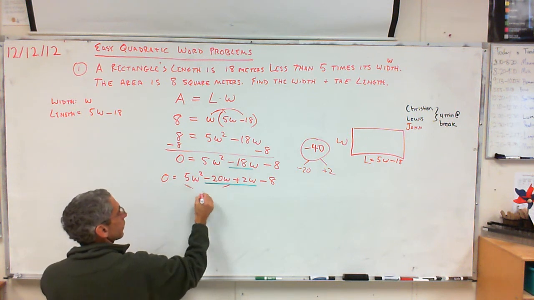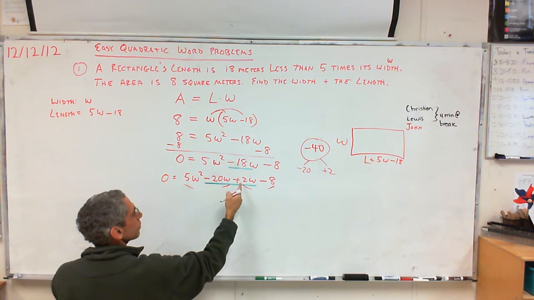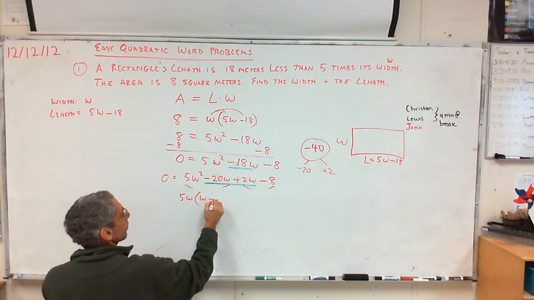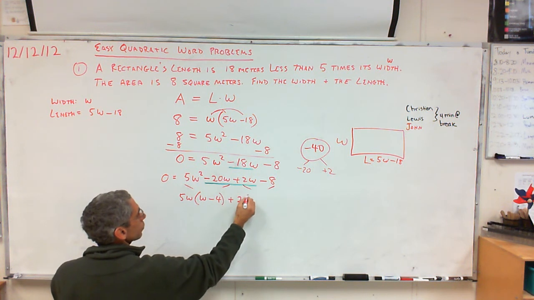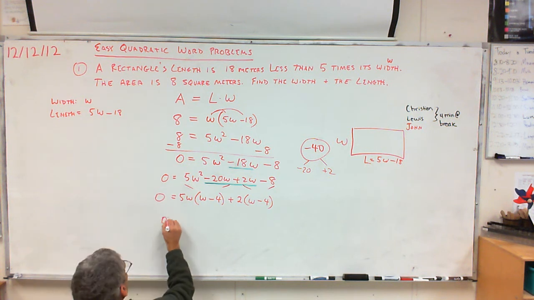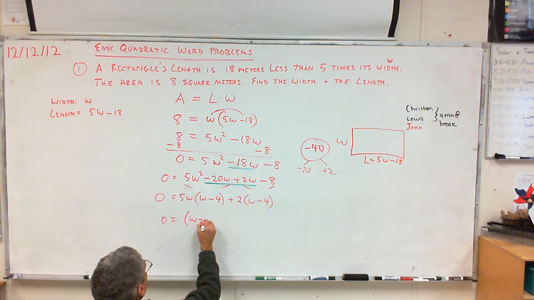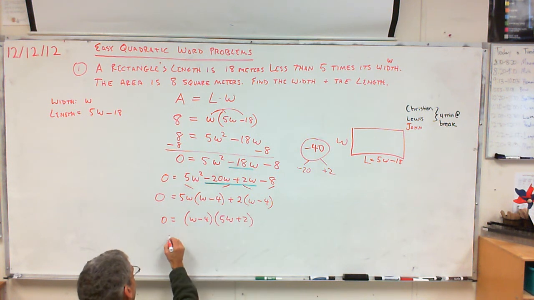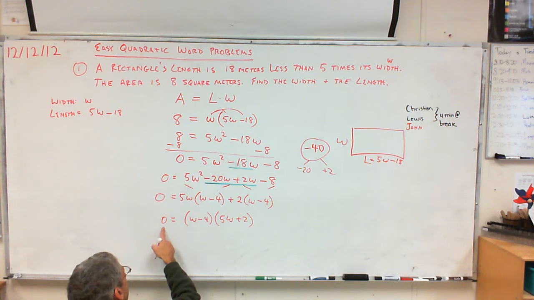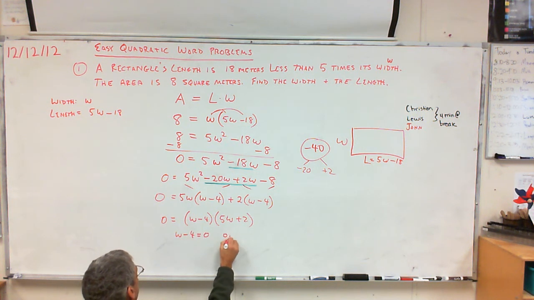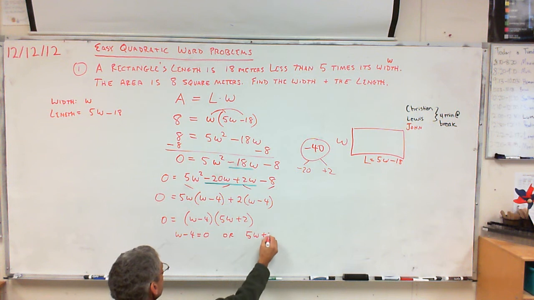So now I'm going to do my factoring by grouping because I have 4 terms. 1, 2, 3, 4. Factor by grouping. 5W times W minus 4 plus 2 times W minus 4 equals 0. And then we have 0 is equal to W minus 4 times 5W plus 2. And so now I'm going to say either this equals 0 or this equals 0, right? So either W minus 4 equals 0 or 5W plus 2 equals 0.